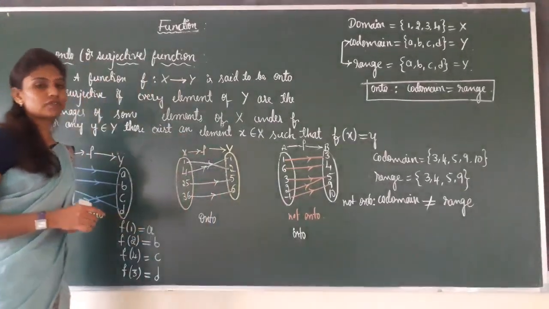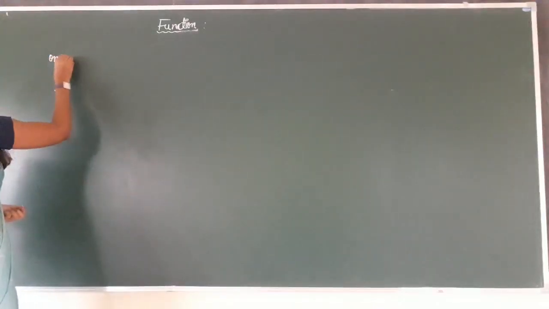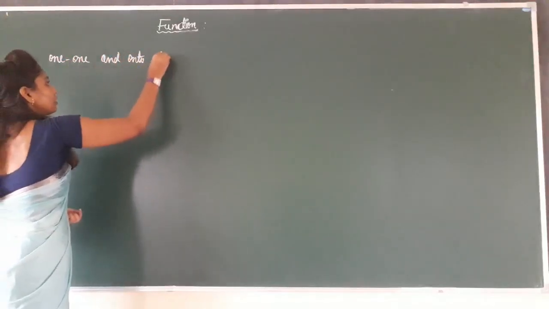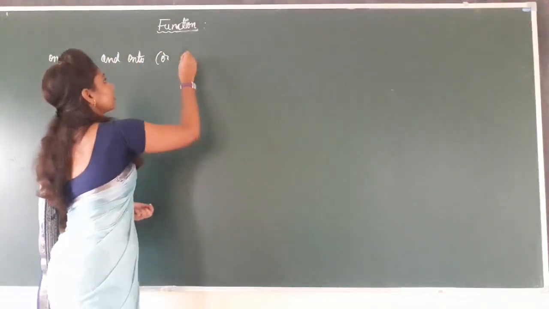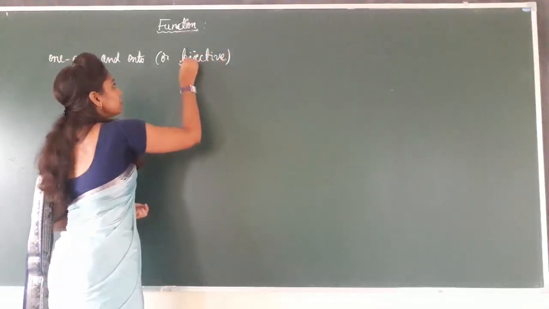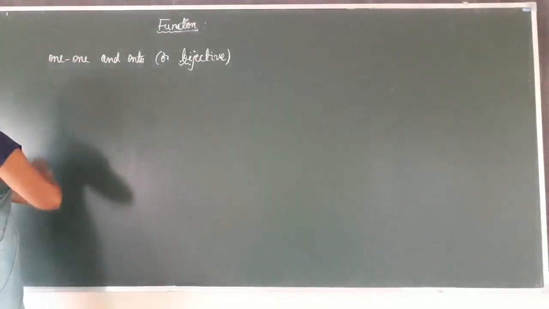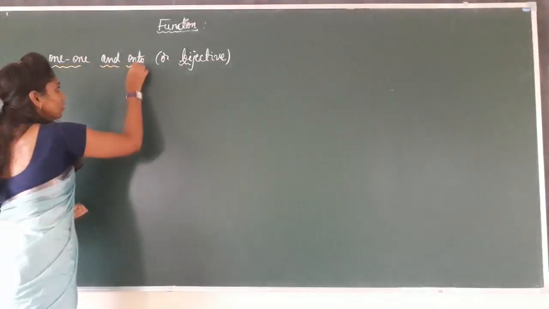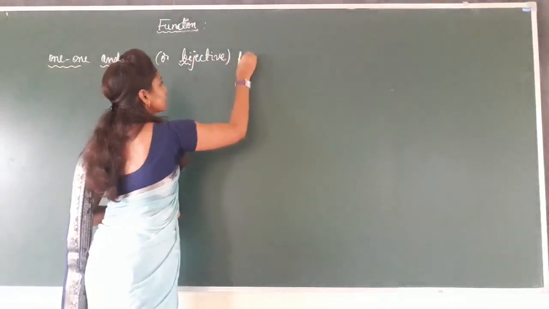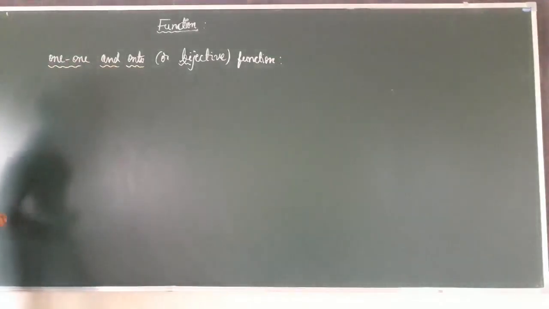One-one and onto function. Next one is one-one and onto, or bijective. What does bi mean here? Bi means both. Observe here, the next function is the one-one and onto function. It is also called a bijective function. What is the definition of a bijective function?